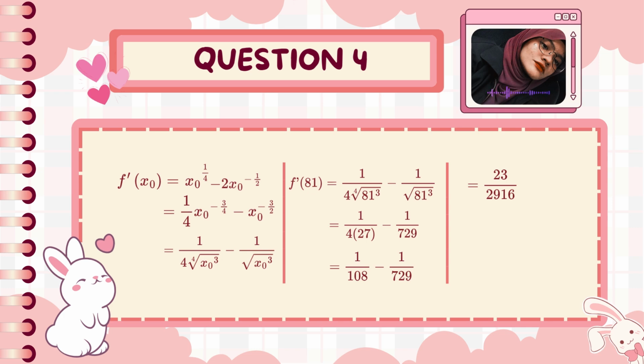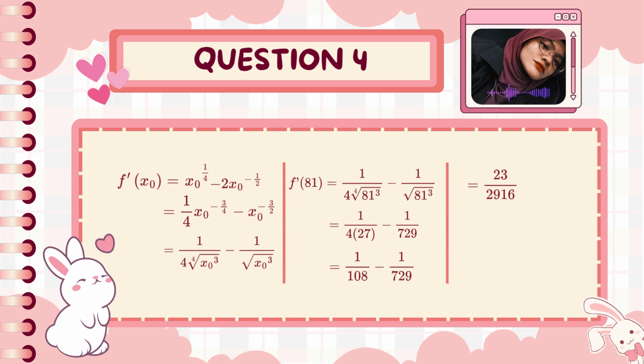Next, sub the value of x sub 0. f prime 81 equivalent to 1 over 4 fourth root of 81 cube minus 1 over square root 81 cube. Calculate the denominator first, and we will get 1 over 4 times 27 minus 1 over 729, minus the values, and we will get 23 over 2916.